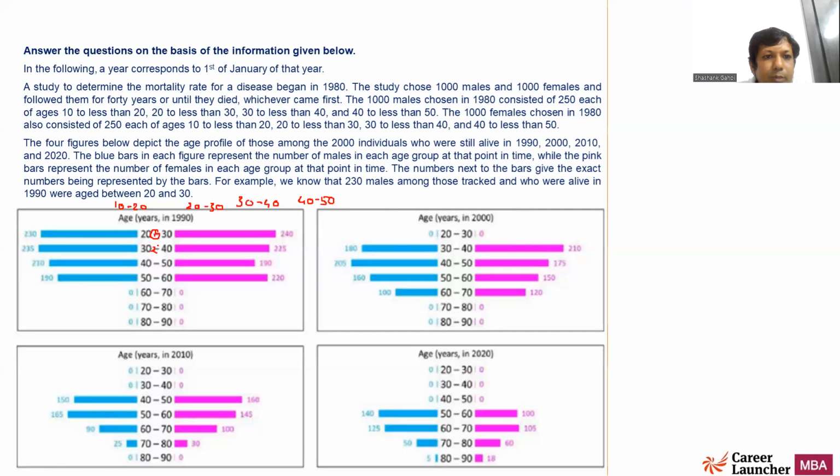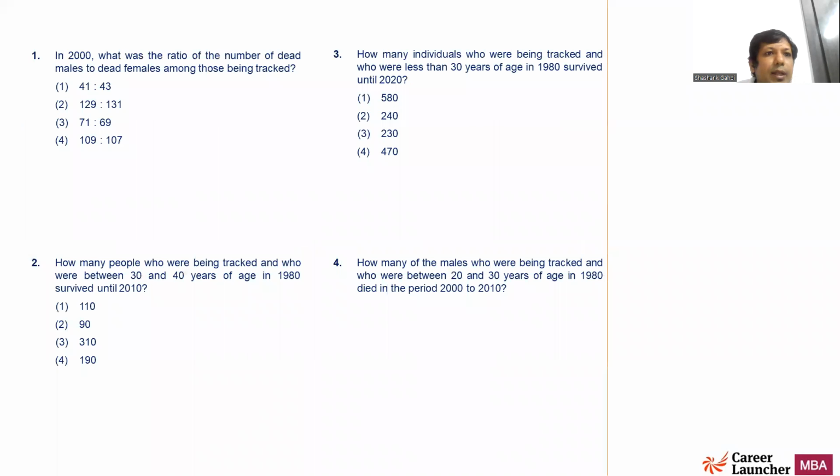Second age group is going to be here. Third age group is going to be here. Fourth age group is going to be here. Similarly, this is the first age group. This is the second age group. This is the third age group. This is the fourth age group. Okay. Now, nothing much to do. Just read the questions. In year 2000, what is the ratio of number of dead males to dead females among those who were being tracked?